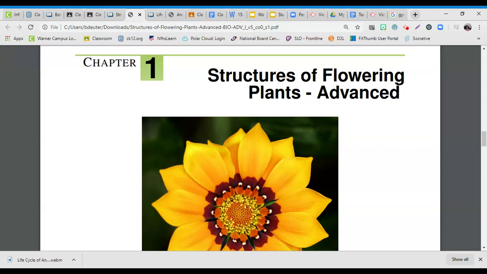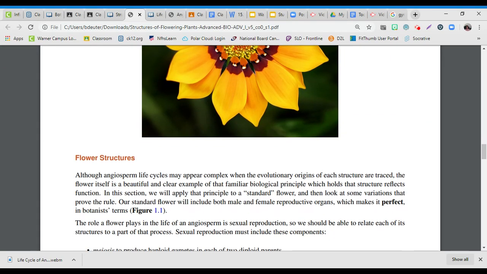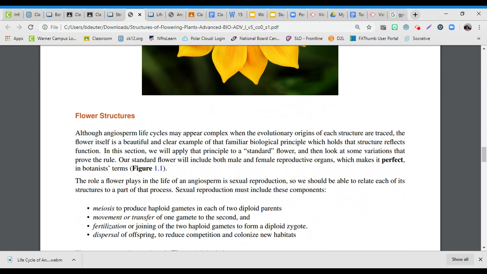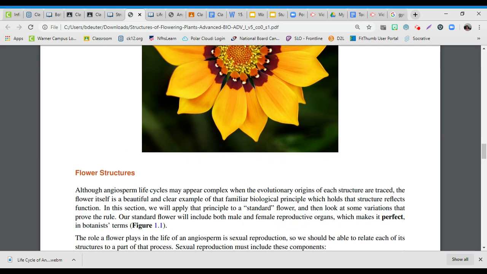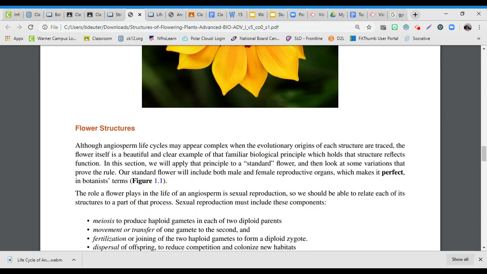So today we're going to talk about the structure of flowering plants. Remember, we're talking about an angiosperm. And so angiosperms are going to be our flowering plants. They are the most complex of evolutionary origins. So this is a beautiful little flower structure we have up here.